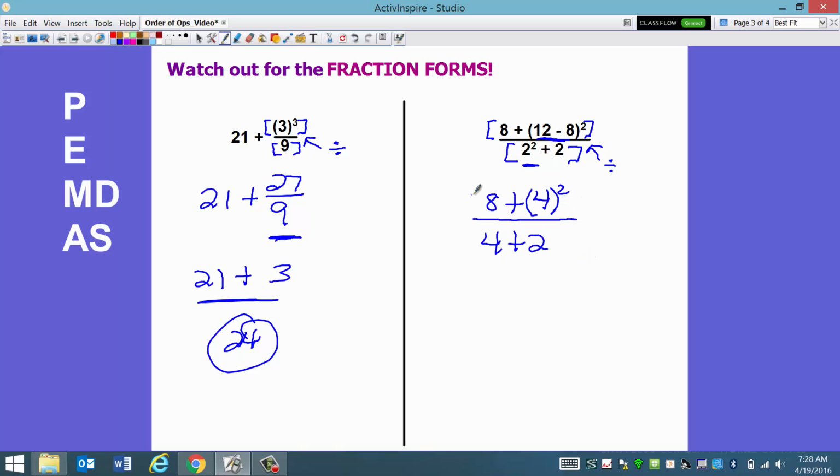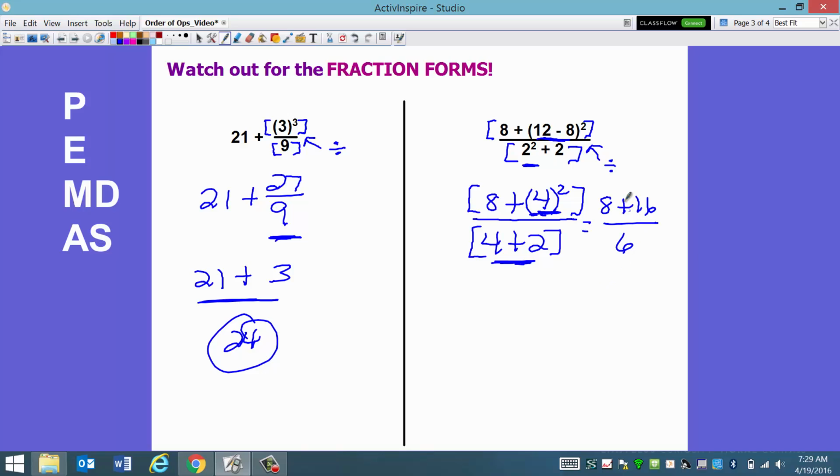Now I'm going to continue. I still have operations inside each the numerator and the denominator, so I'm going to work on those individually. So I'll start with the numerator. I have addition and I have exponents. PEMDAS says to do the exponents first. So 4 squared is 16. So this is going to be 8 plus 16 over, and I just have one operation in my denominator, 4 plus 2, which is 6.